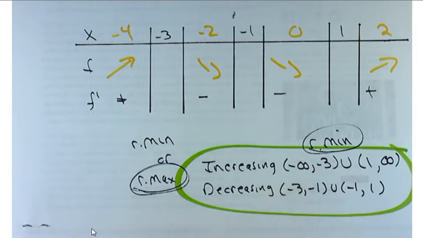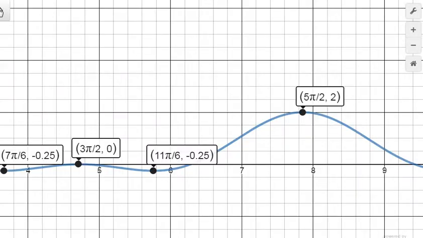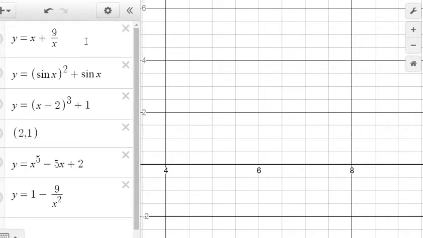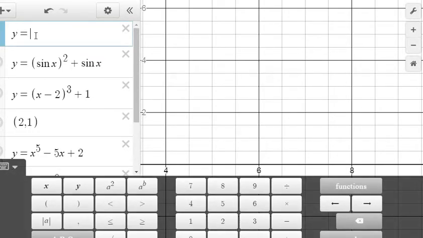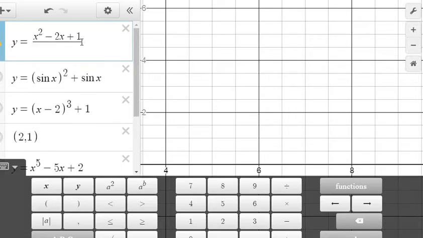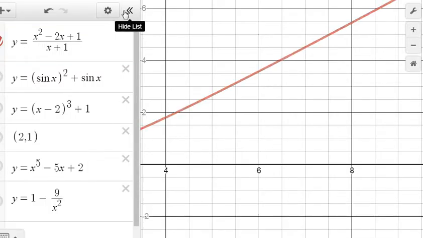So let's shut this off. Let's graph the actual function. So it was x squared minus 2x plus 1, divided by x plus 1. And let's turn that on and kind of zoom out. So this matches our expectations.